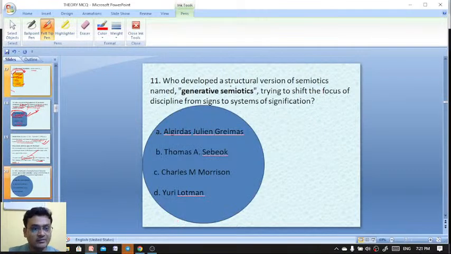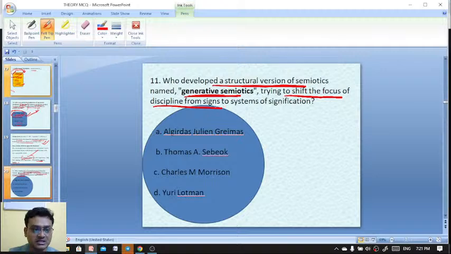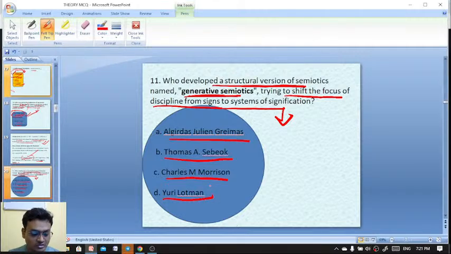Who developed a structural version of semiotics? Exactly, who developed a structural version of semiotics named generative semiotics, trying to shift the focus of the discipline from science to systems of signification? Algirdas Julien Greimas, Thomas A. Sebeok, Charles W. Morris, Yuri Lotman.